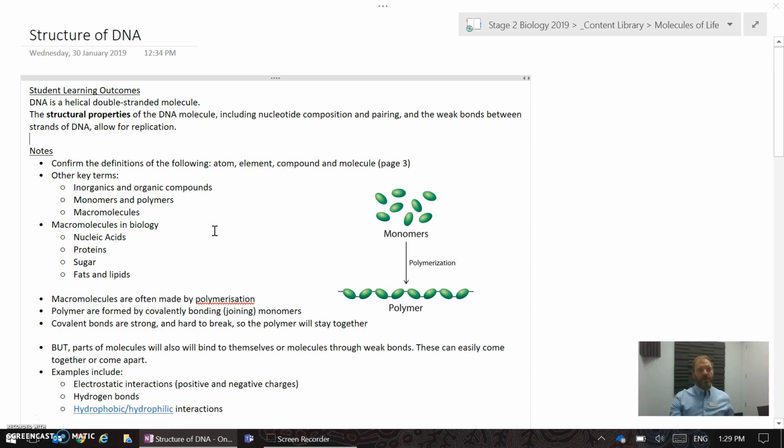There are 4 types of macromolecules that we find in living cells. Nucleic acids. So obviously DNA, deoxyribonucleic acid, is a type of nucleic acid. So is RNA, ribonucleic acid. Proteins, which we talk about later on in the course, and also sugars, carbohydrates, those sort of related molecules, and fats and lipids. So those are the 4 macromolecules that we find in biology.